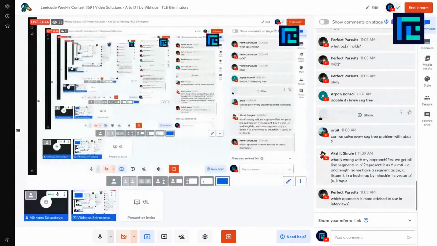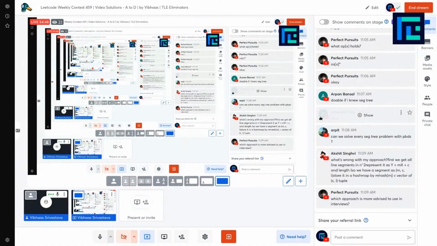Which approach is most advised to use in an interview? I think the Fenwick tree approach is the best because it has the least constant factor. So that is the best approach maybe in the interview. But in an online assessment, to save time, just use ordered set, okay?